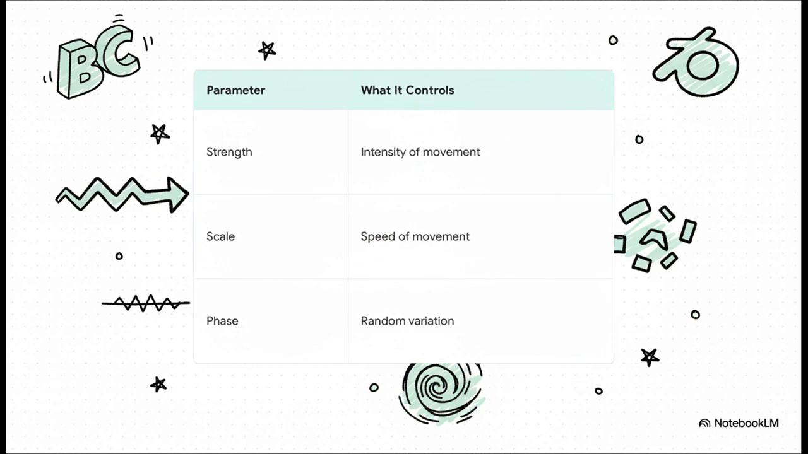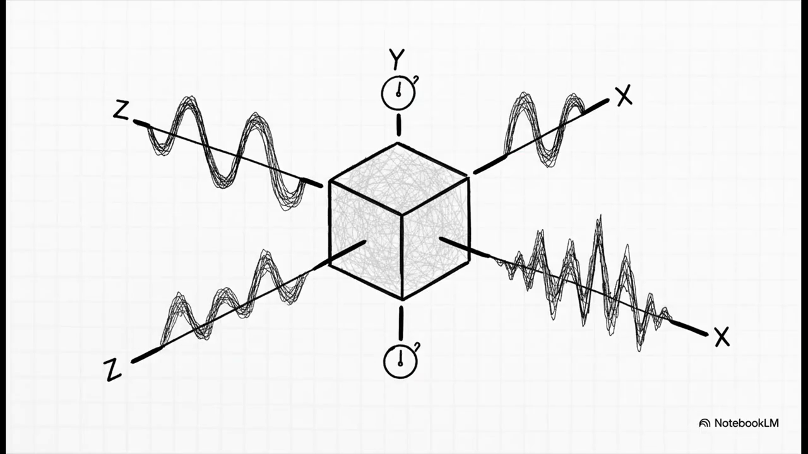It's that easy. Now, here's the pro tip that really sells this effect. You can copy this modifier to the Y and Z axis, but, and this is the important part, change the phase value on each one. This makes sure the movement on each axis is different, creating a much more organic and non-repetitive motion.